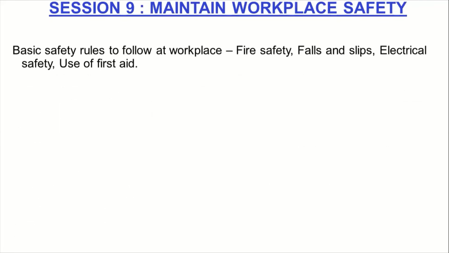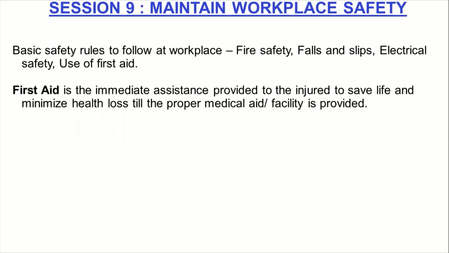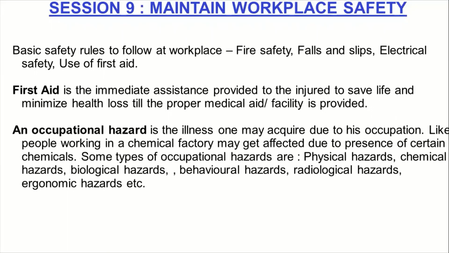Maintaining workplace safety. Basic safety rules should be followed at the workplace, like fire safety, falls and slips, electrical safety, and use of first aid. First aid is what? It's immediate assistance provided to the injured to save life and minimize health loss till a proper medical aid facility is available. Occupational hazards are the illnesses one may acquire during his occupation, like people working in a chemical factory may get affected due to the presence of certain chemicals. Some types of occupational hazards are physical hazards, chemical hazards, biological hazards, behavioral hazards, radiological hazards, and ergonomic hazards.